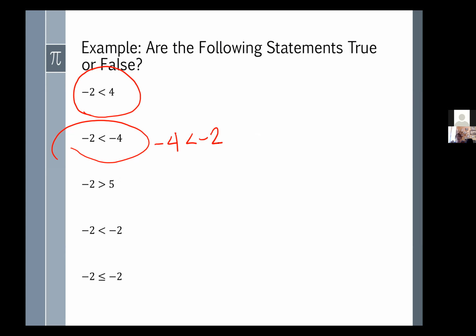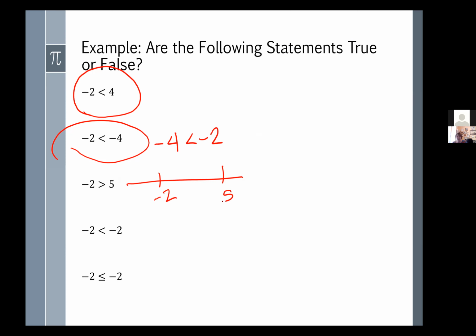How about -2 greater than 5? Is that true? No, -2 is not greater than 5. If we look at the number line, however you want to look at it, -2 is to the left of 5. It's not to the right. So -2 is not greater than 5. -2 is less than 5.